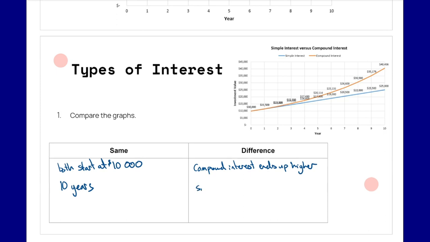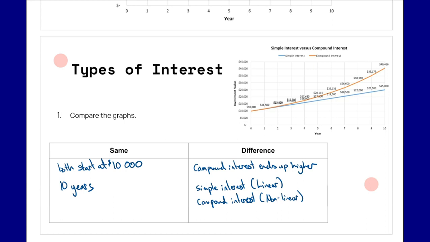Well, you might notice that simple interest looks like a straight line. It looks linear. Compound interest does not look linear. It looks non-linear. It's not increasing by the same amount every time. Actually, what it's increasing by is increasing. That's why we end up with more at the end compared to simple interest. So there is a difference between compound and simple interest.